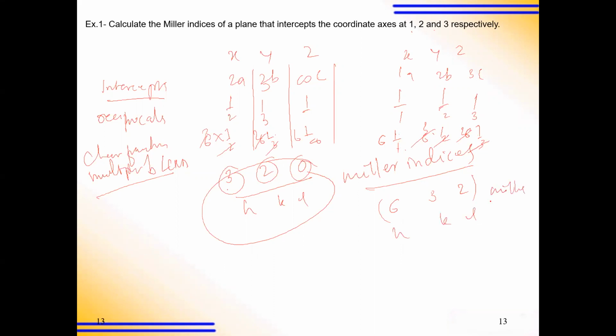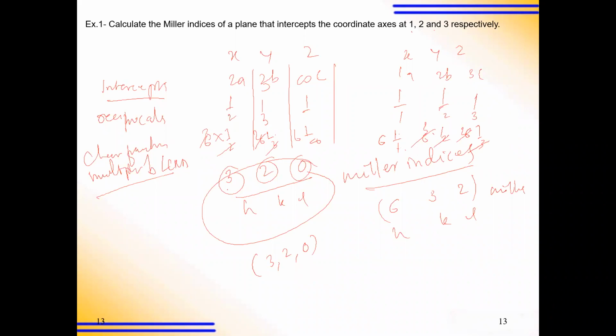This is called as the Miller indices. So here the Miller indices of the plane are 632, or here 320. This is called as the Miller indices and it can be written as 320. In this way we can write the Miller indices.